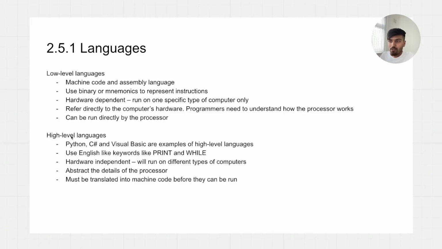High-level languages like Python, C#, Java, all of those are high-level languages. They use English-like words, like print, while, if, and they're hardware independent and will run on every single computer. The details of the processor, the behind the scenes, are abstracted from us because we don't need to know how it works. We just need to know how to create it. It must be translated into machine code before it's run, because hardware only understands low-level language.